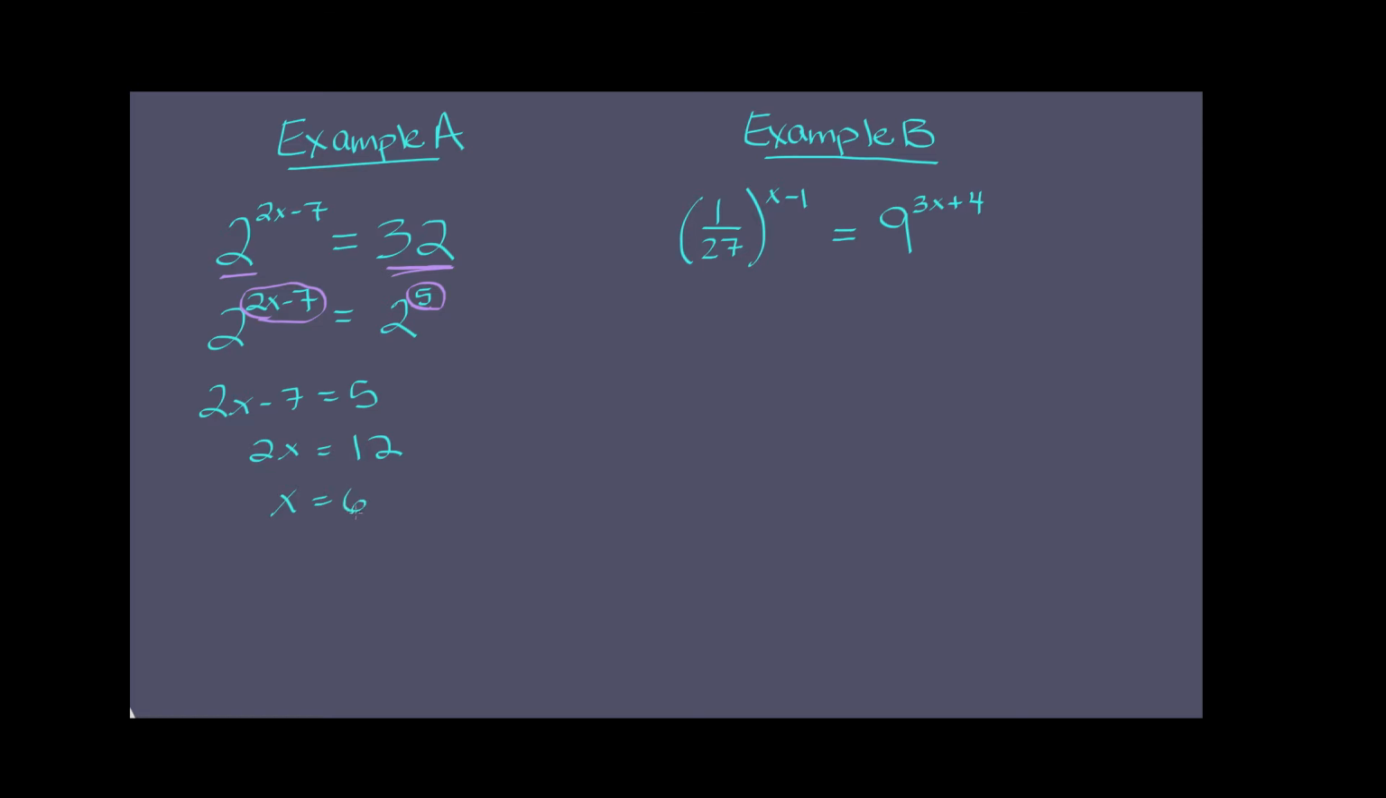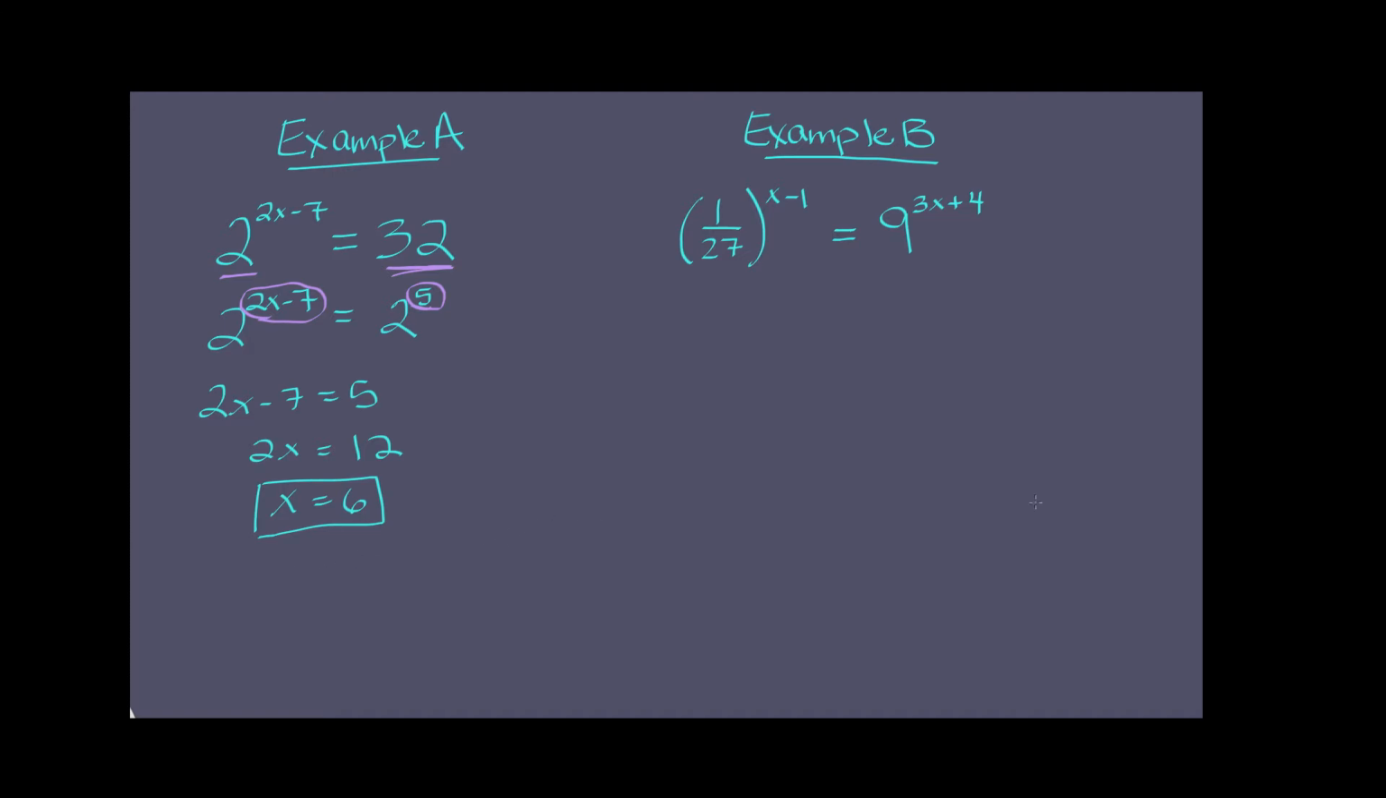x equals 6. And then we can double check and plug this 6 back in here. 2 times 6 is 12, minus 7 is 5. That's 2 to the 5th, and 2 to the 5th is indeed 32. So this 6 does work.